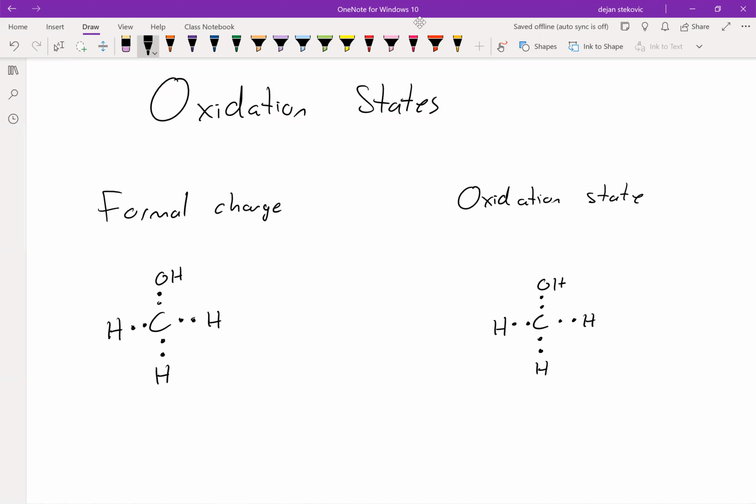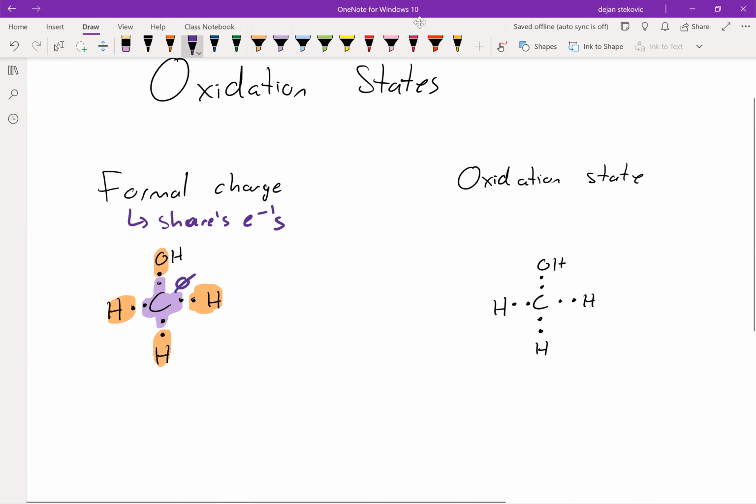All right, so when we're talking about formal charge, what we assume is that everything shares electrons evenly. And so this O gets 1 electron, this hydrogen gets 1 electron, this hydrogen gets 1 electron, and this hydrogen gets 1 electron, and thus this carbon gets 1 electron from each of the 4 bonds. And so that's how its formal charge is 0 right here.